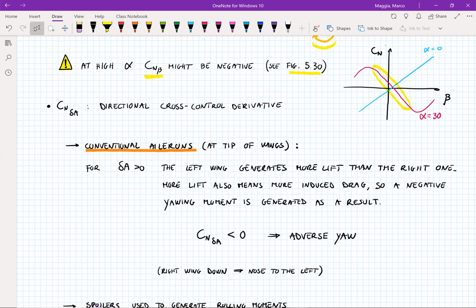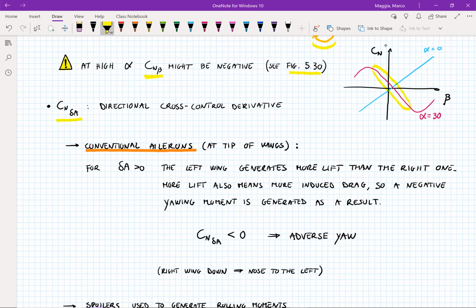Okay, so now we need to describe the next coefficient, Cn delta A. So it's the change in yawing moment due to a change in the aileron deflection. And this is a cross-control derivative because the ailerons are not the primary control surfaces to change the yaw of the aircraft. That is the rudder. That's why this is a cross-control derivative and not a primary control derivative.